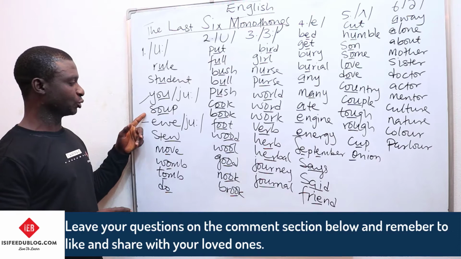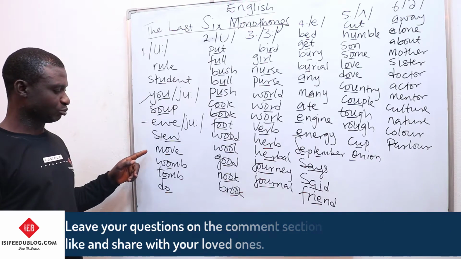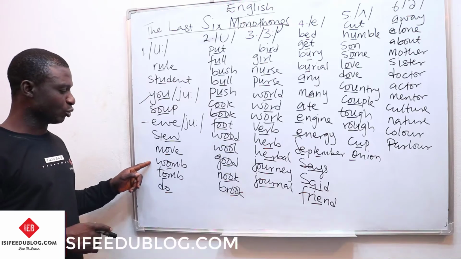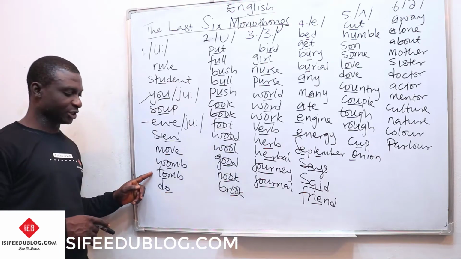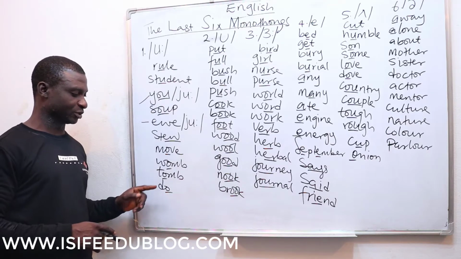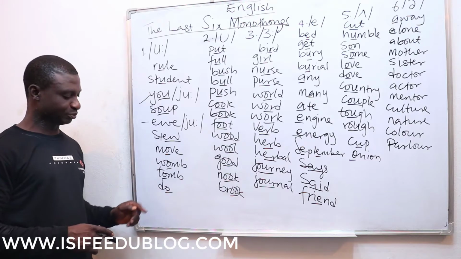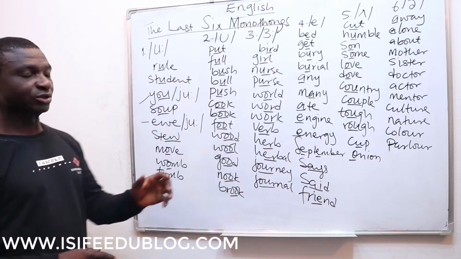Now, say soup. Soup. Steal. Move, womb, tomb, do. I did not say womb, neither did I say tomb. It is tomb and womb. This is do, all under the long vowel u.